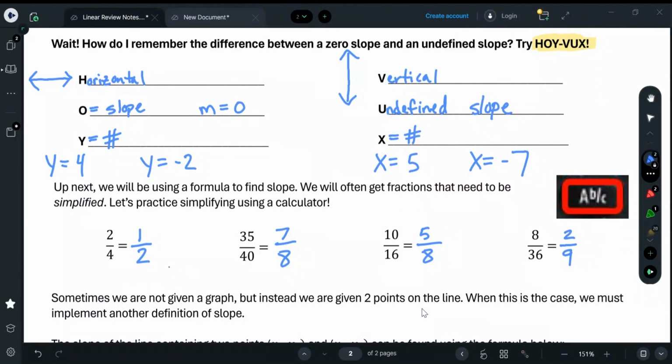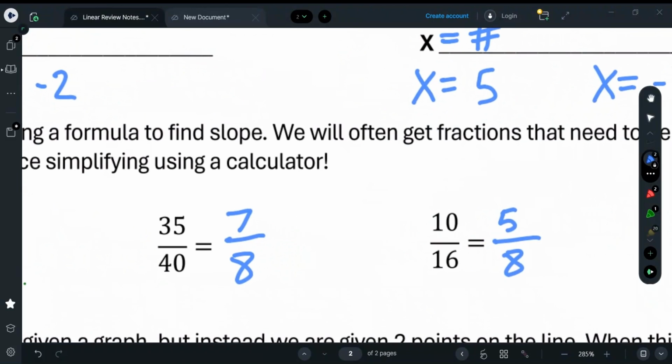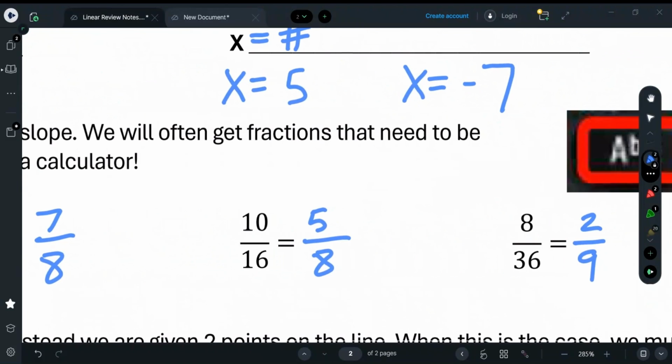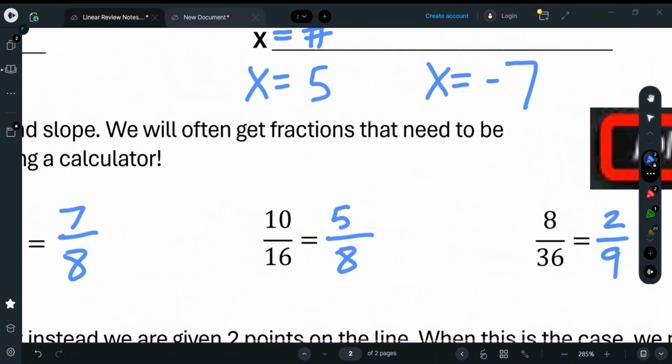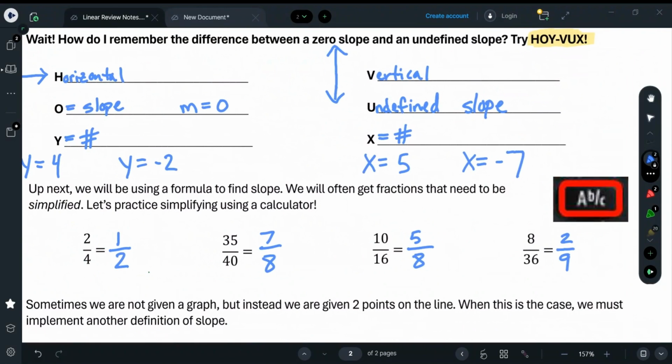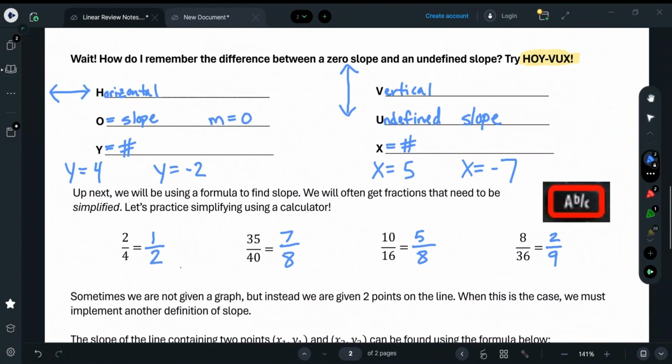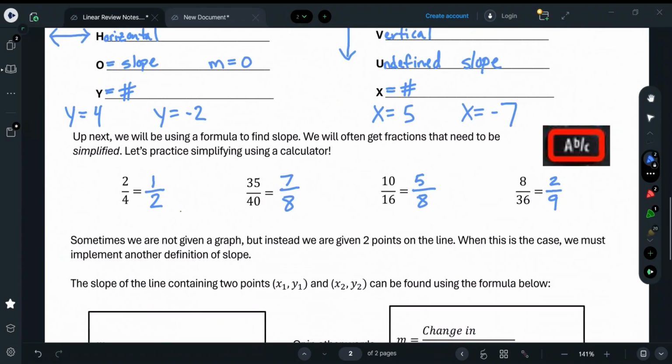All right, these are the answers I got for simplifying the fractions. So 35/40 is equal to 7/8. 10/16 is equal to 5/8. And 8/36 is equal to 2/9. And hopefully you got those same answers. If not, ask me and I can go over it with you. I can take a look at what you're doing, okay? All right, let's keep going here.